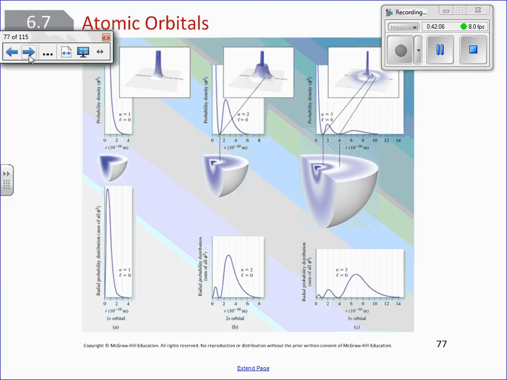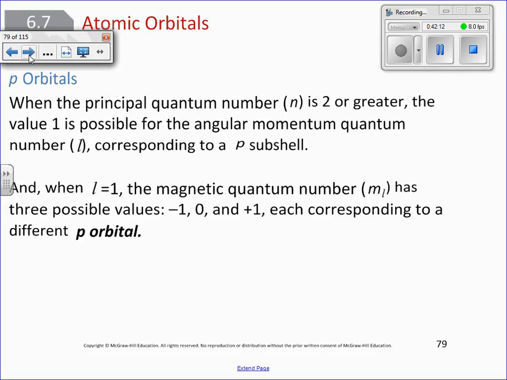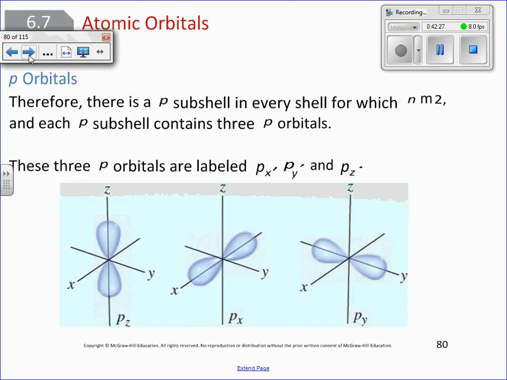The p orbitals, +1, 0, and -1. How many numbers are those? 3. Well, it turns out there's 3 p orbitals. They look like dumbbells, one along the x, one along the y, and one along the z-axis. So everywhere I see a p, I'm going to draw 3 orbitals. So there's the 2p. This is the 2s, this is the 1s, this is the 3s. This is the 3p. This is the 4s, and this is the 4p.